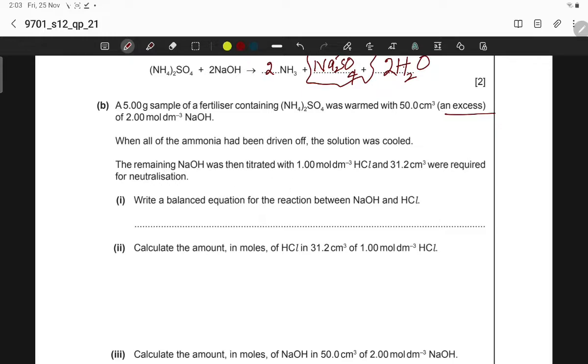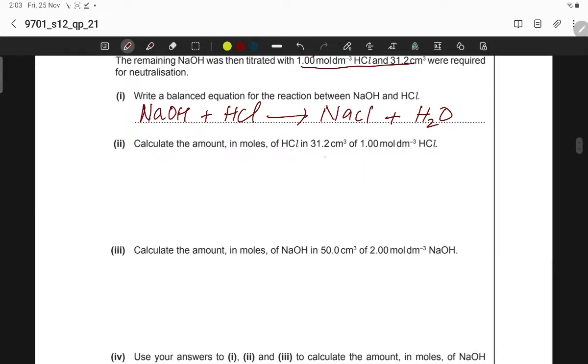Now sodium hydroxide is titrated with HCl, the concentration of HCl is this, and 31.2 centimeter cube is the volume of HCl. Write a balanced equation between sodium hydroxide and HCl. Calculate the amount in moles of HCl in 31.2 centimeter cube of 1 mole per dm cube HCl.